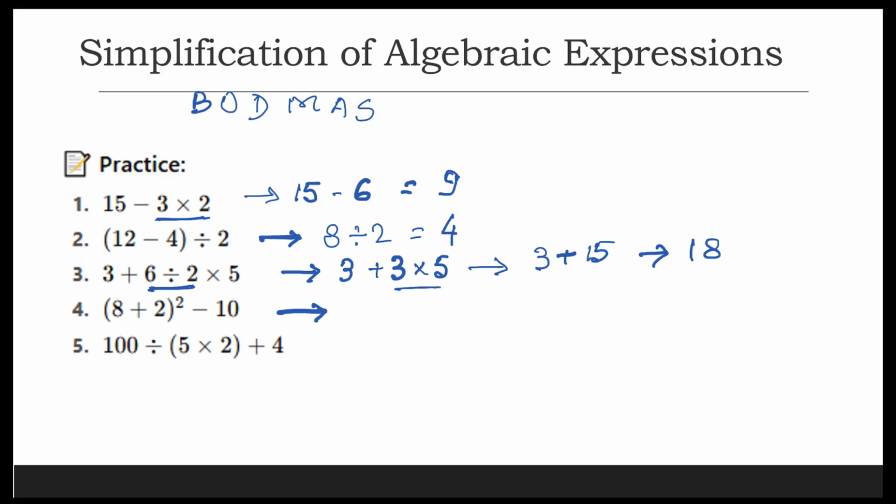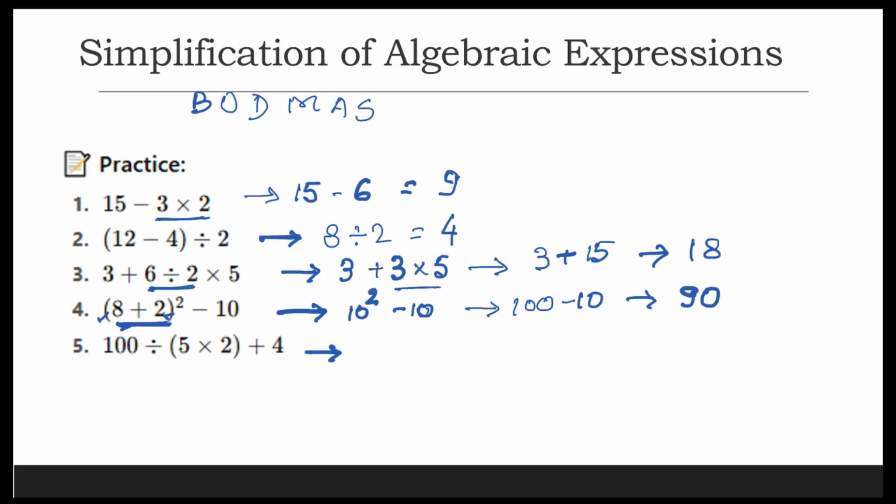Now let's come to this one. Now, is there a bracket B? Yes, there is a bracket B. So whatever is inside that bracket, we'll solve that first. So this becomes 10. 10 to the power 2 minus 10. Now, is there an order? Yes, 10 to the power 2 is the order, power. So we will solve that first. 100. 100 minus 10. So from there, is there a division D? No. Is there a multiplication M? No. Is there an addition A? No. Is there a subtraction S? Yes. So 100 minus 10 is 90.